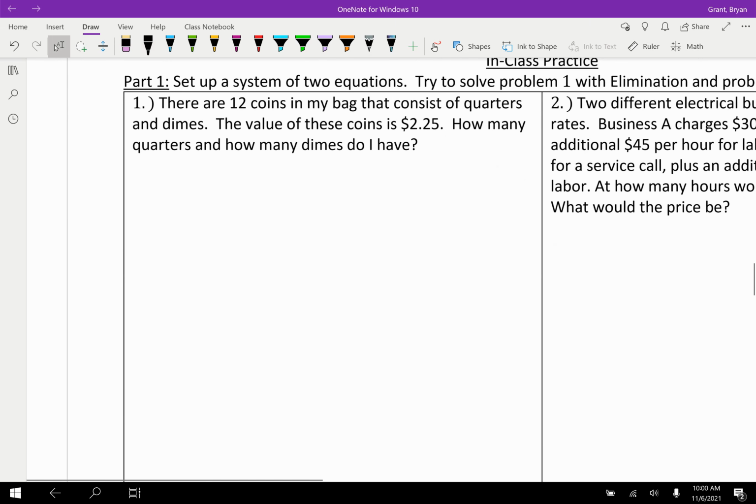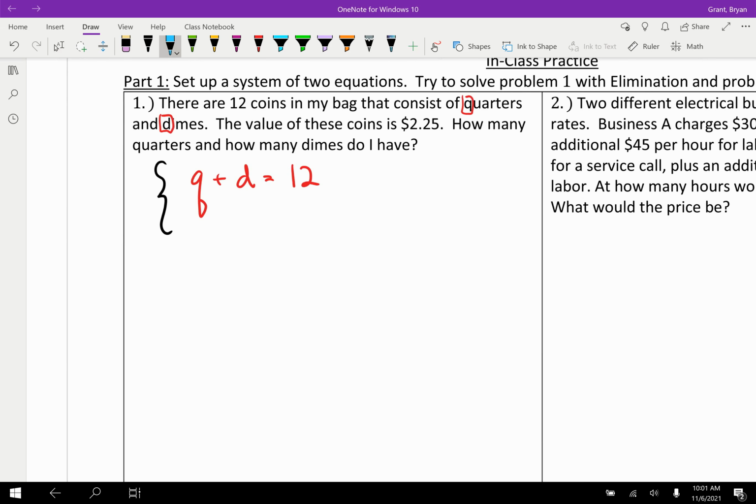First problem is very similar to one we did recently where they give you different types of coins. So hopefully writing this equation is somewhat familiar. There are 12 coins in my bag that consist of quarters and dimes. Well, that actually already gives us one equation. We know some number of quarters plus some number of dimes has to add up to equal 12. We also know that the value of these coins is $2.25.